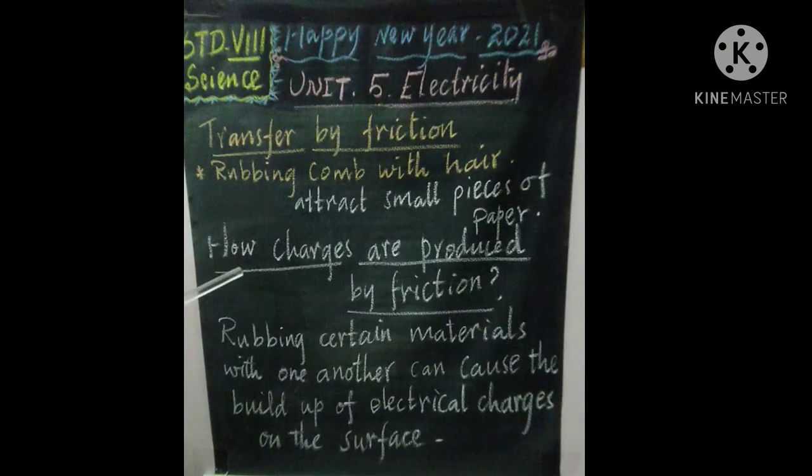So how are charges produced by friction? Rubbing certain materials with one another can cause the buildup of electrical charges on the surface. That's why the charges created on the teeth of the comb attract the paper pieces.